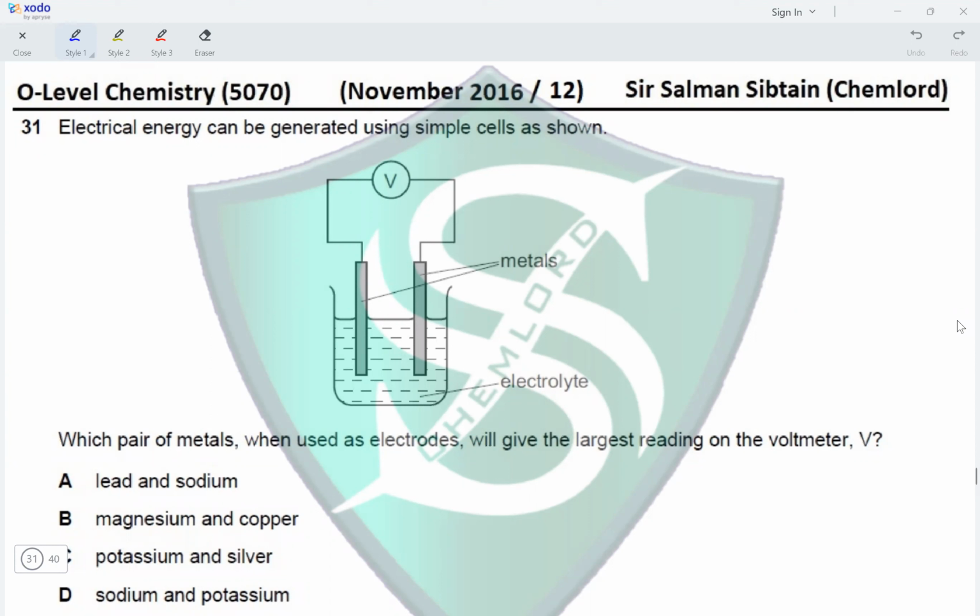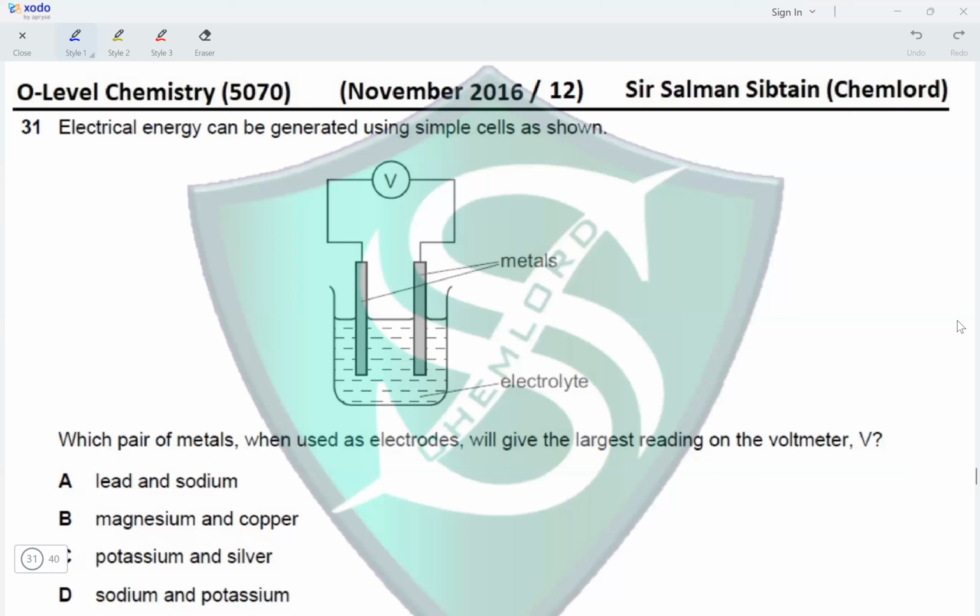So these would be metals with the greatest difference in reactivity. So sodium and lead. Yes, there is significant difference according to the reactivity series. Magnesium and copper, they also have a significant difference. But the third one, potassium and silver. Potassium is right in the beginning and silver is right at the end. So there is maximum difference in reactivity between these two metals.